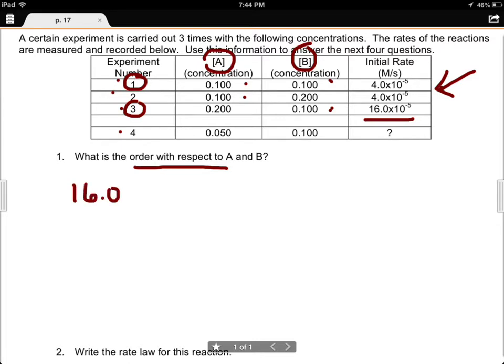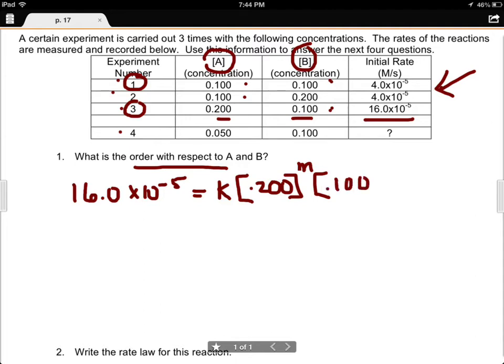So I'm going to write 16.0 times 10 to the negative 5th. That's my rate. That's equal to some constant K, don't know what that is, times the concentration of A, which in this case is 0.2, taken to some power, or order, don't know what it is, so I'll call it M, times the concentration of B, which in this case is 0.1, taken to some order, which I don't know. I'm going to divide that, remember this is experiment number 3, by the rate law for experiment number 1.